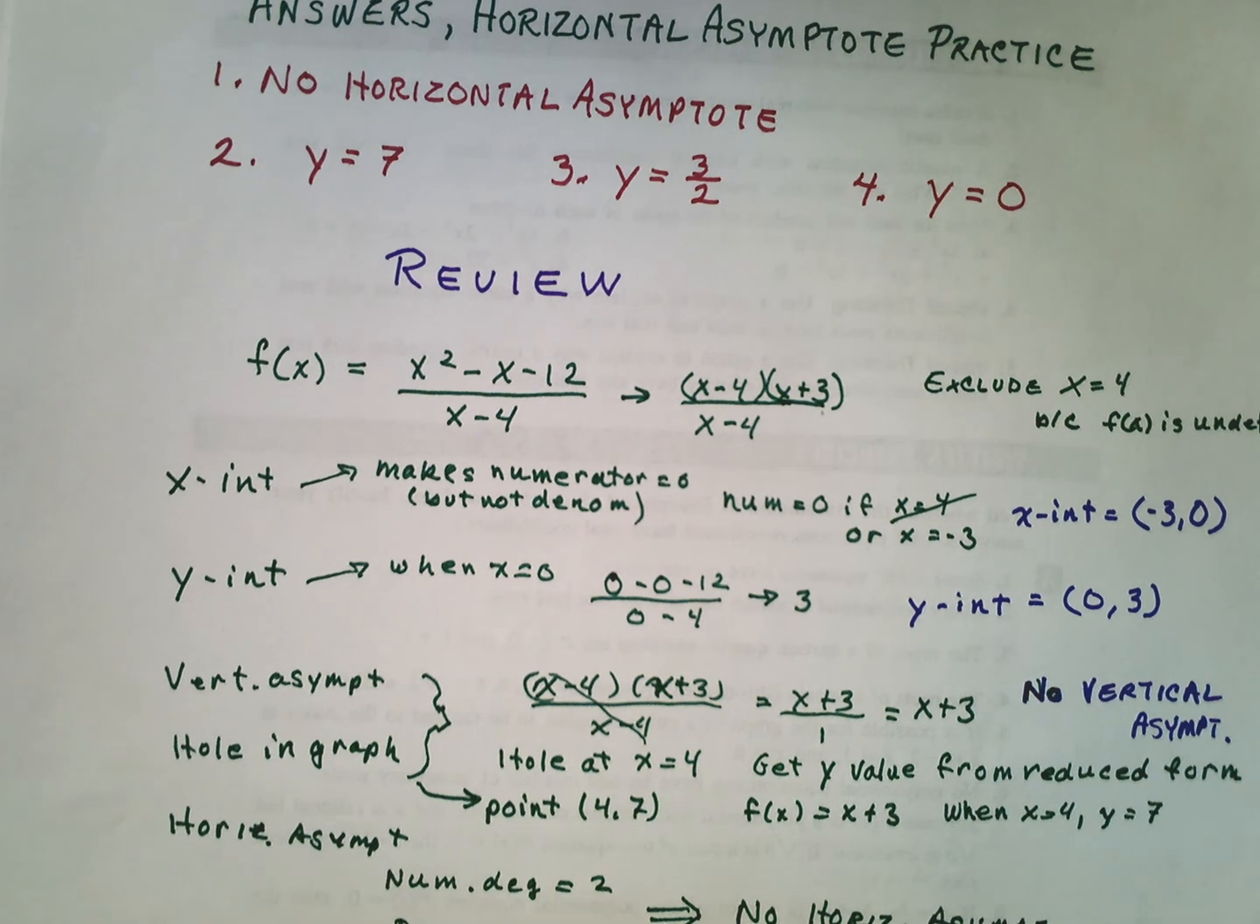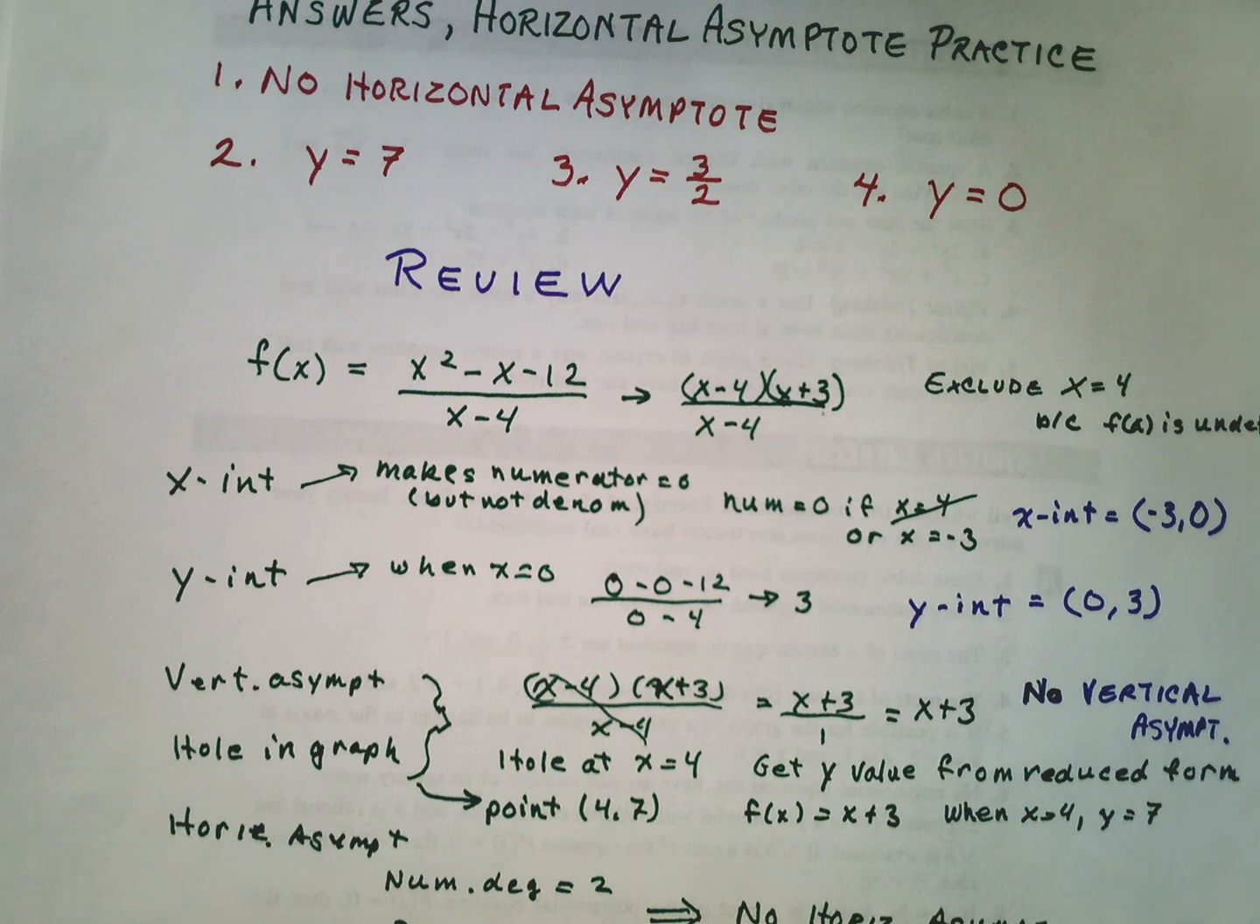We're not going to be asked to do this in this class, but if we were asked to do the graph, we know it has an x-intercept at -3, 0, a y-intercept at 0, 3, and we know that at the point 4, 7, which I'm going to guess is sort of around here, there's a hole in the graph.